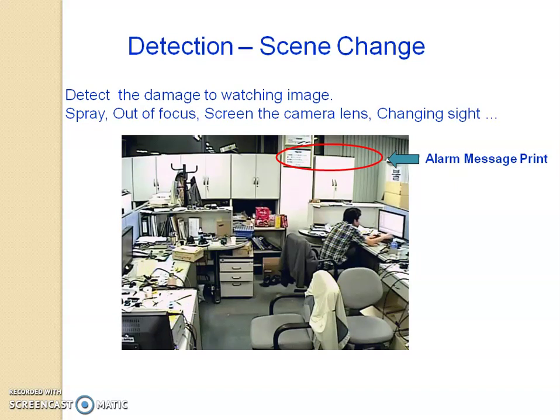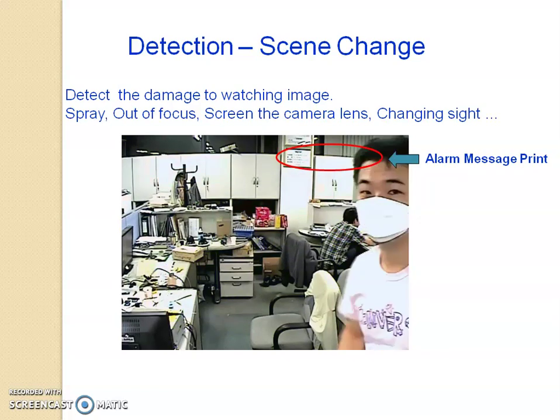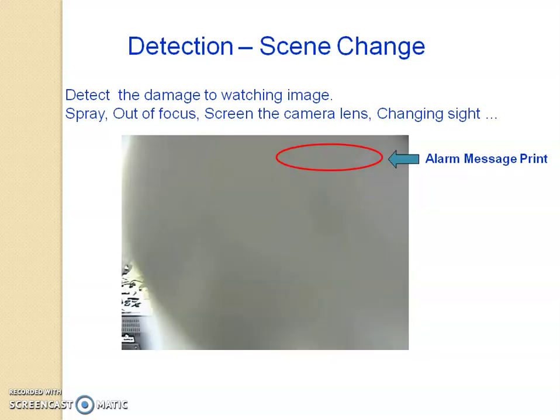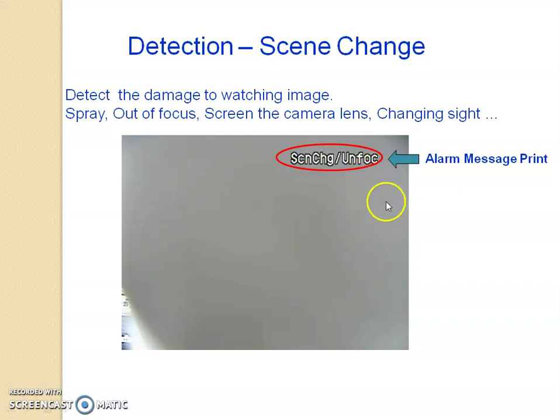This is scene change detection. This is like, as you can see, your camera is focusing and somebody is coming and spraying foam on it, and the scene is changed now. So that will be alerting. So the system alerts and sends that particular information to the user.